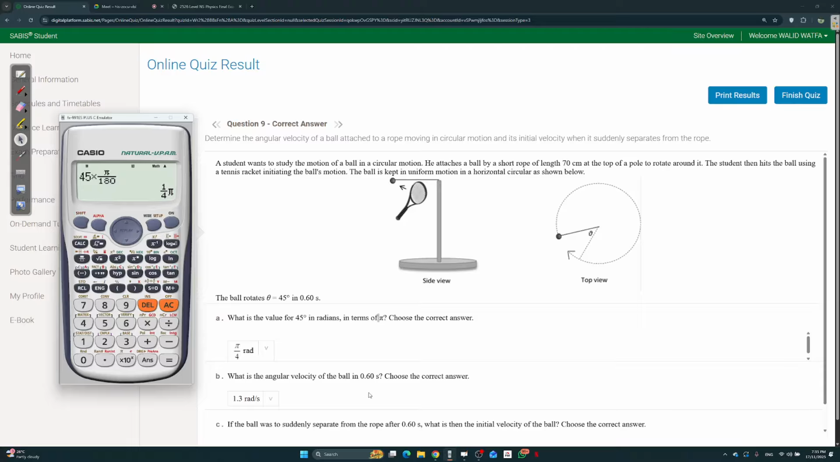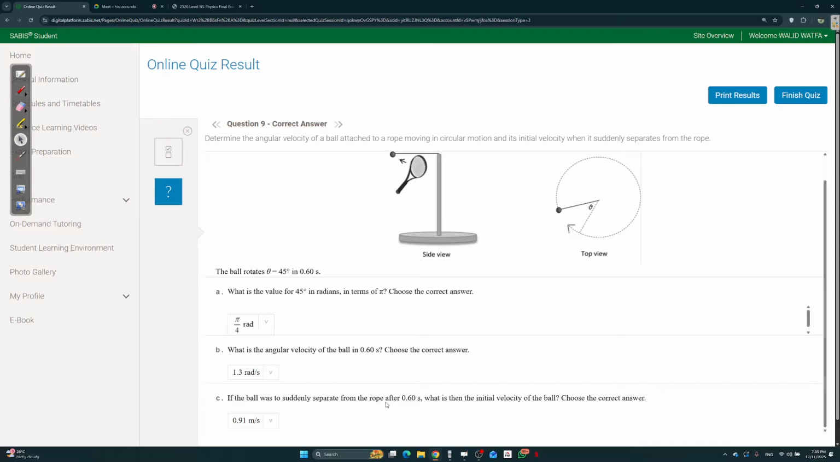What is the angular velocity in 0.6 seconds? Why did we find it in radians? Because over here in part B, they want to find angular velocity. And angular velocity is equal to delta theta divided by delta time. Delta theta, they give us 45 degrees, but we can't use it. It has to be in radians, right? So that's why they made us find it in radians. So delta theta is pi over 4 over the change in time, which is 0.6 seconds. And you get 1.3.